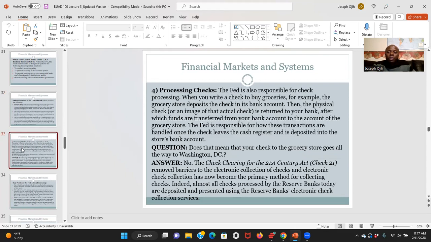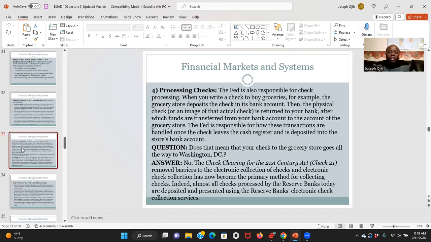When you deposit the check in your bank, then you get the money. But the process did not start there. There are a lot of processes that have gone into making sure that you get that money. Sometimes when you deposit a check, the money may not be available immediately because you have to go through those processes. And the Federal Reserve, or central bank, makes sure that those checks are processed.